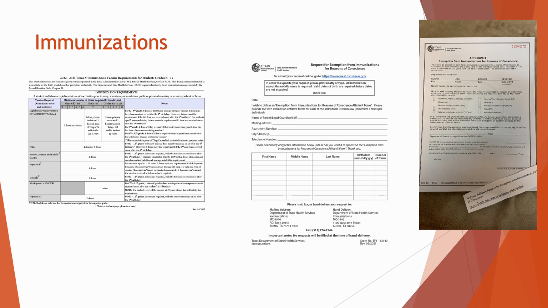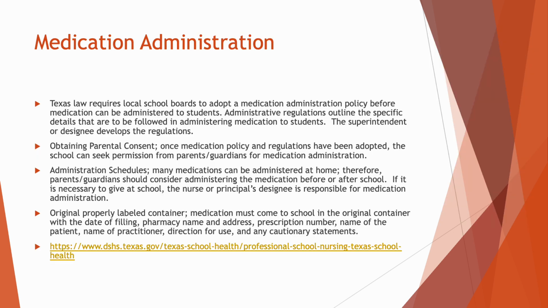When parents do not want their student to have vaccines, they are allowed to complete an exemption or an affidavit stating their objection to vaccines in the state of Texas. Please visit the Department of State Health Services website for more information on conscientious objections and affidavits.